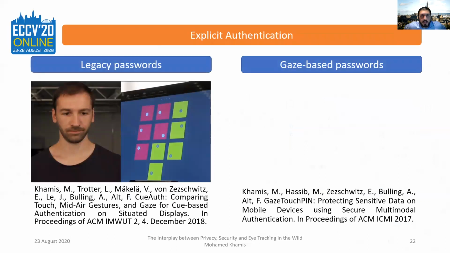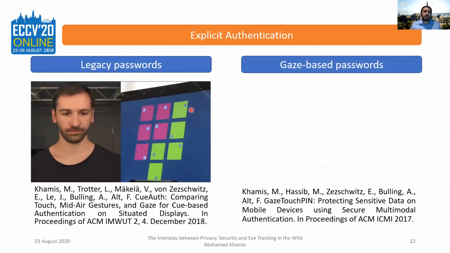And now the nice thing about explicit authentication using eye gaze is that you could enter passwords using eye gaze in two ways. You could use eye gaze to enter what I call legacy passwords, or passwords that already exist. So for example, you use your eye movements to enter pins. And then there are gaze-based passwords, where the password itself is composed of eye gaze movements. So let's see some examples.